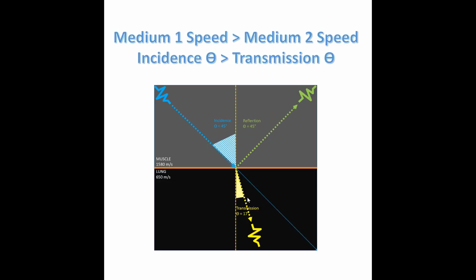Now the second scenario is when the speed of medium 1 is greater than the speed of medium 2. When we see that scenario, we'll know then that the incidence angle is going to be greater than the transmission angle. Again, we can see it here. We have the incidence angle at 45 degrees, and our transmission angle is only 17 degrees. When the sound from medium 1 with a fast speed came into medium 2 with a slow propagation speed, it caused refraction to occur, creating a smaller transmission angle.